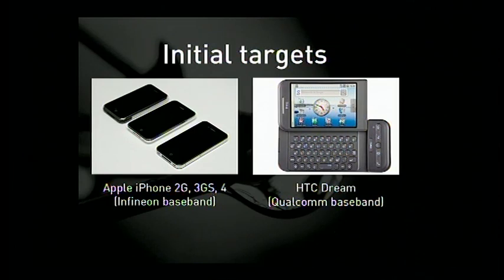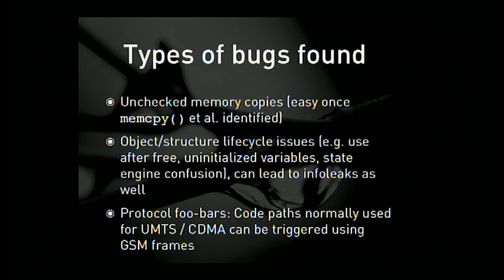Okay, so these were my initial targets, because I had these when I started. I had an iPhone and a Qualcomm-based device, an HTC Dream. I downloaded firmware updates for these and looked into them. The types of bugs that I found were, there were many, many unchecked memory copies. This is the easiest one to identify once you have memcpy, of course. There are a lot of objects or structures. I mean, it's not really C++ that these things are coded in, so it's mostly structural lifecycle issues.